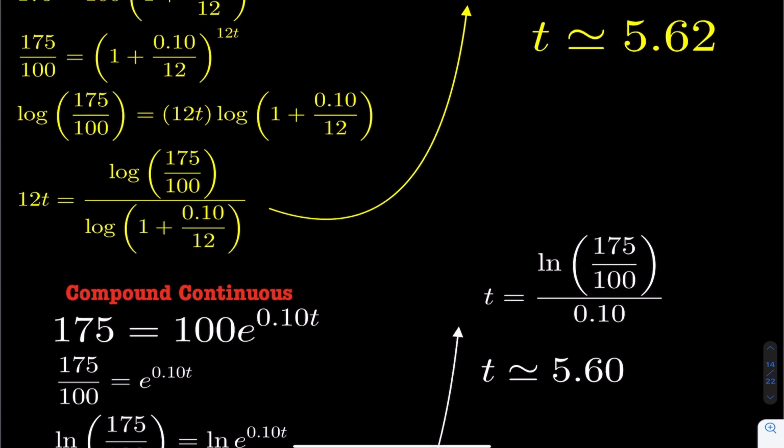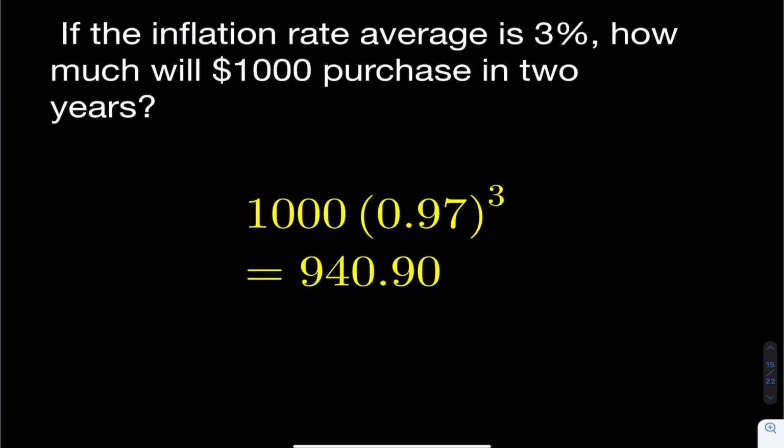Let's take a look at another problem. For the question here, we're going to take a look at the idea of inflation. With this question, you have an inflation rate of 3%, and they're asking you how much will $1,000 in purchasing power be in 3 years. So the idea here is every year you're losing 3%, or in other words, you're being left with 97%.